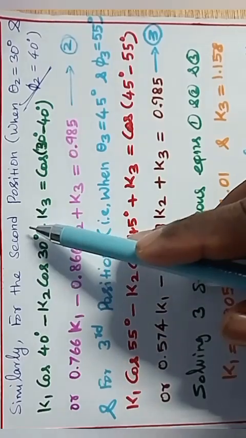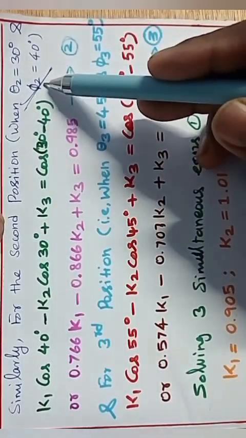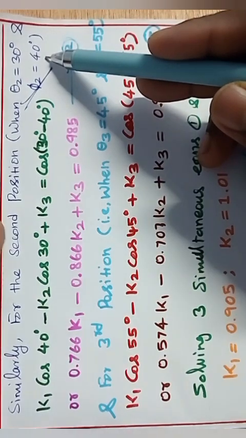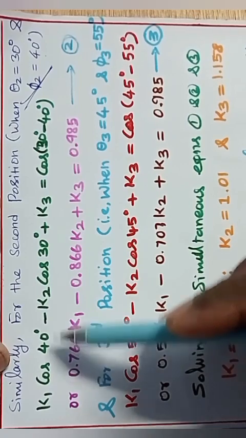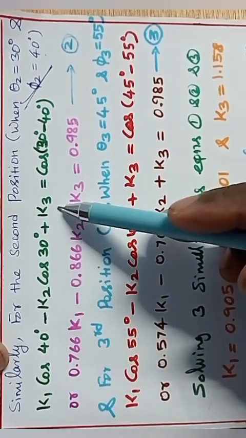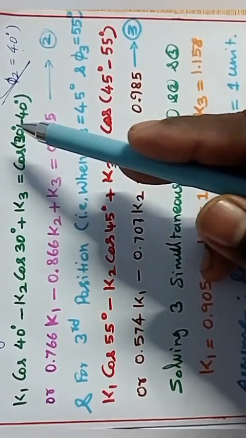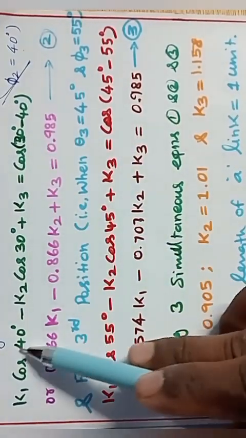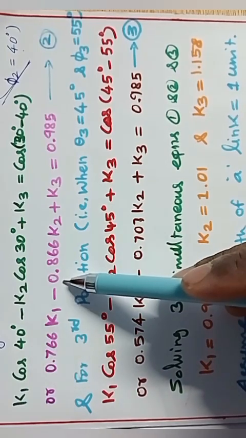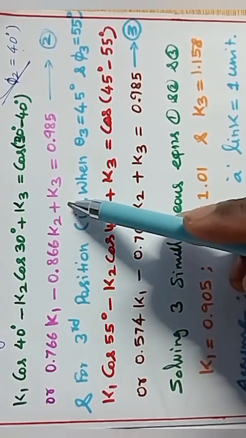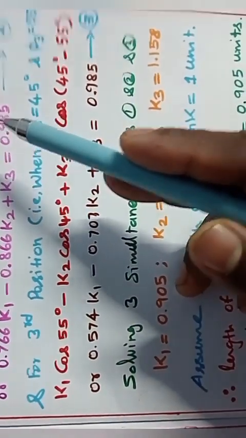Similarly, for the second position, when theta 2 equal to 30 degree and phi 2 equal to 40 degree, the Freudenstein equation is k1 cos 40 degree minus k2 cos 30 degree plus k3 equal to cos of 30 minus 40 degree. So we put the corresponding values and obtain 0.76 k1 minus 0.86 k2 plus k3 equal to 0.985. This is equation number 2.